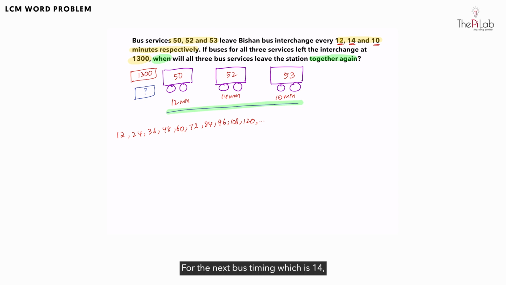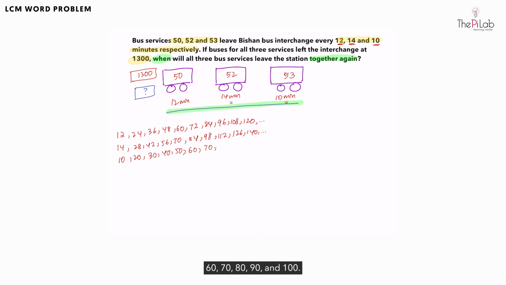For the next bus timing, which is 14, let's list down all the multiples of 14. 14, 28, 42, 56, 70, 84, 98. Wow, this is very tiring. What's the next number? 112, 126, 140, and so on and so forth. And for the last bus, which leaves every 10 minutes, let's list down all the multiples of 10. We have 10, 20, 30, 40, 50, what else? 60, 70, 80, 90, and 100.